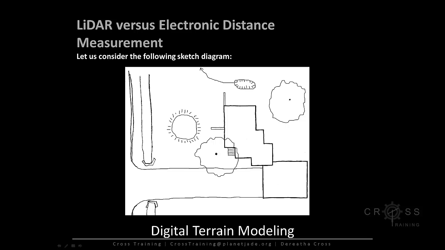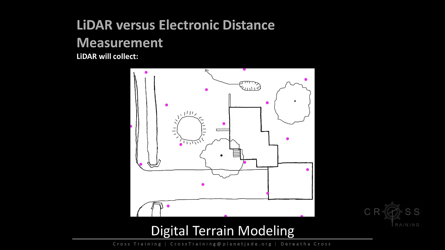So let's take a look at what LiDAR data might collect from this. If we recall, LiDAR data is going to space the points about 1 to 2 meters apart, and we're going to say maybe this is 2 meters apart or something along those lines. So it's going to be a regular pattern like this. Every so often there's going to be a dot, and it's going to sample the elevation.